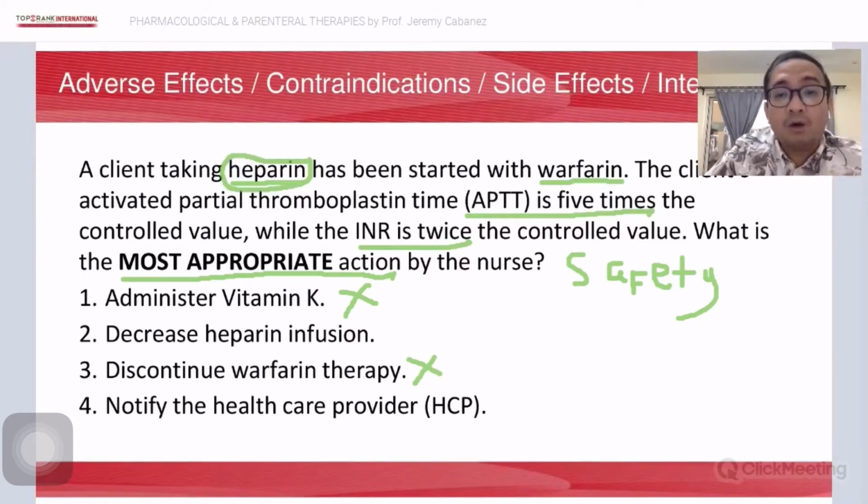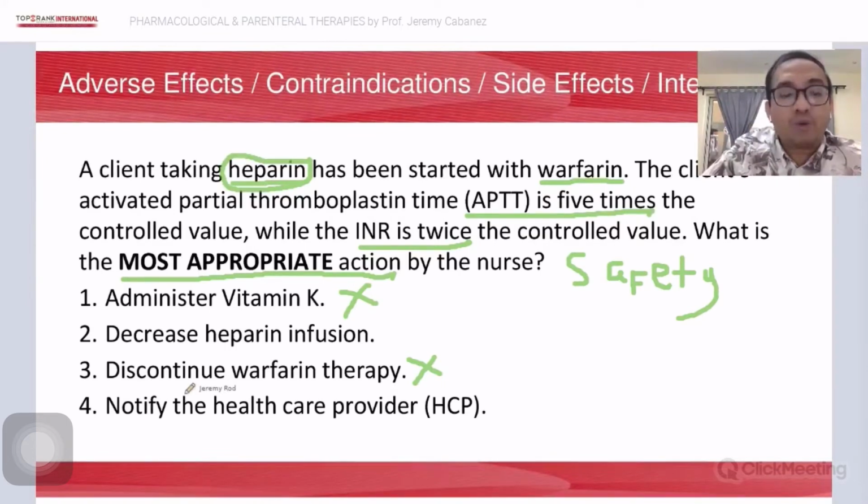Guys, okay, anong mauunang nursing action? Pag pinag-usapan mo ang prioritization in the use of nursing process, which one should be done first? Is it the independent, the dependent nursing action, or the collaborative action? Ang tatandaan mo, yung number 4 natin is a collaborative action. And bago ka mag-perform ng collaborative action, the nurse should ensure the safety of the client first before you're going to refer this to the physician.